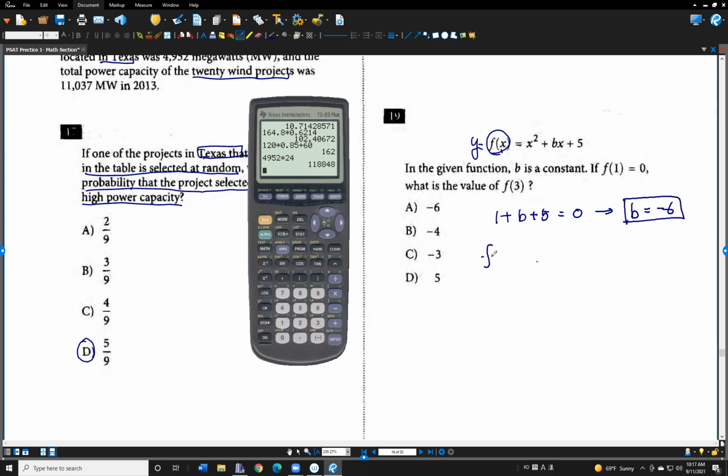Now we have defined f of x: the equation is x squared minus 6x plus 5. But in this case, what is the value of f of 3? So 3 squared is 9, 6 times 3 is 18, and plus 5. 14 minus 18 equals -4 is the answer. That is number 19.